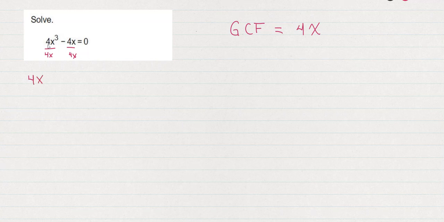So when I do 4x cubed divided by 4x, that's like a 4x times x squared divided by 4x. The 4 is reduced, the x is reduced, so I'm left with an x squared. And then 4x divided by 4x is just 1. So we have 4x times the quantity of x squared minus 1.